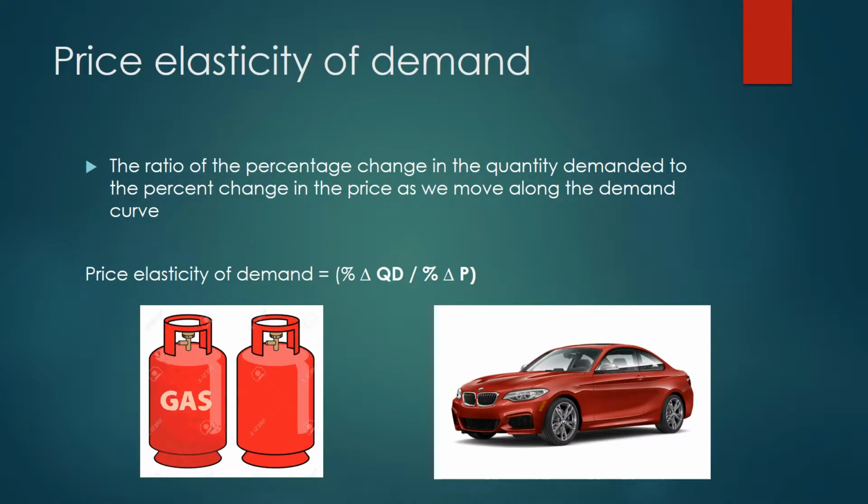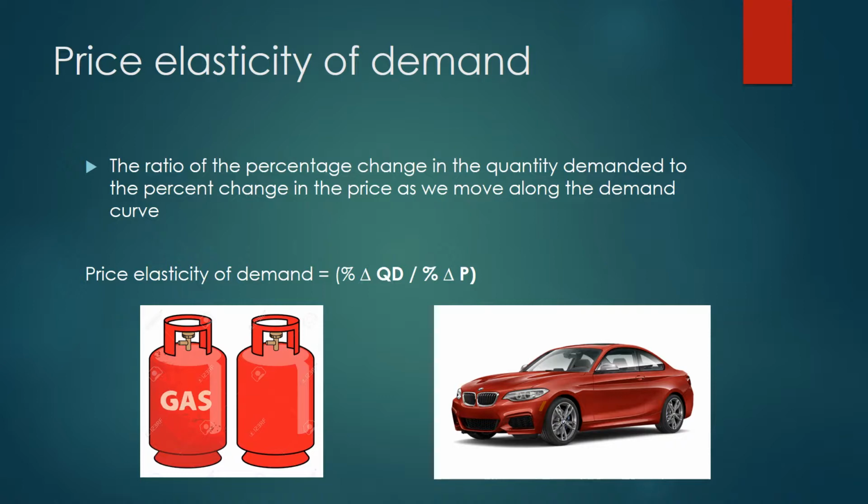Alright, so the type of elasticity we are focusing on in this video is price elasticity of demand. That can be defined for us as the ratio of the percent change in the quantity demanded to the percent change in the price as we move along the demand curve. So the price elasticity of demand is equal to the percent change in quantity demanded divided by the percent change in price. One of the major things to point out there is that these are percent changes, not just changes. So a percent change in quantity demanded divided by a percent change in the price.